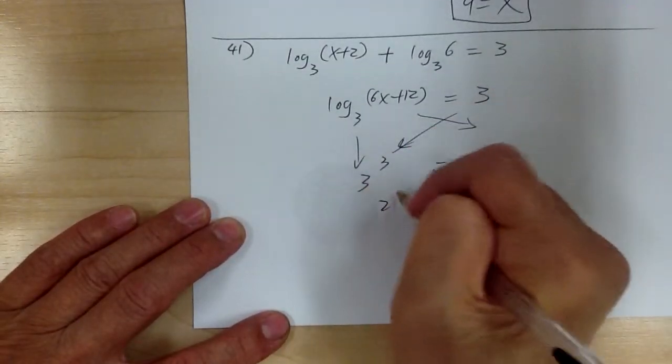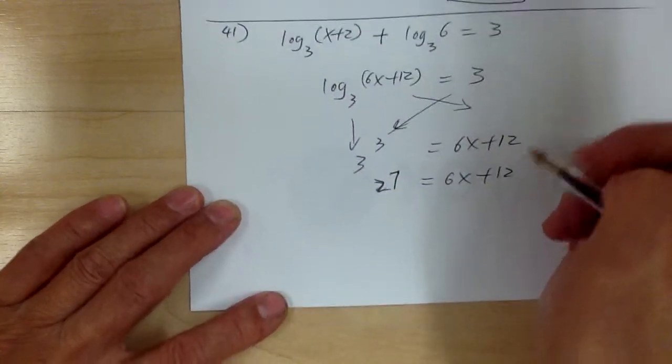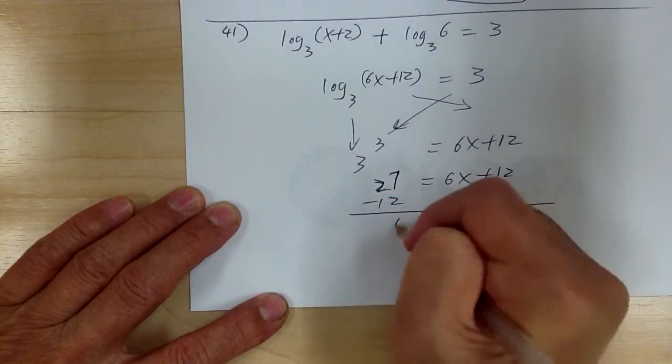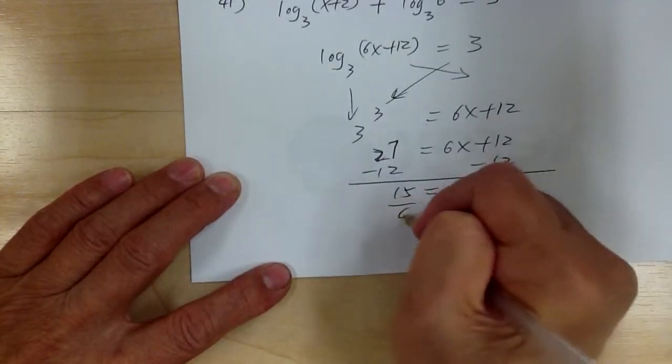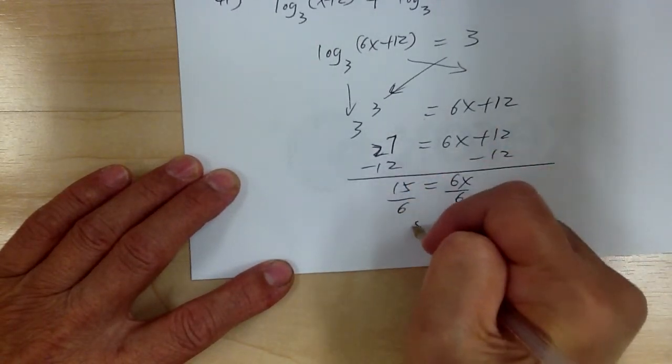Work this out, so I've got 27 equal to 6x plus 12, minus 12 on each side. So you've got 6x equal to 15, divided by 6. So x equal to 5/2.